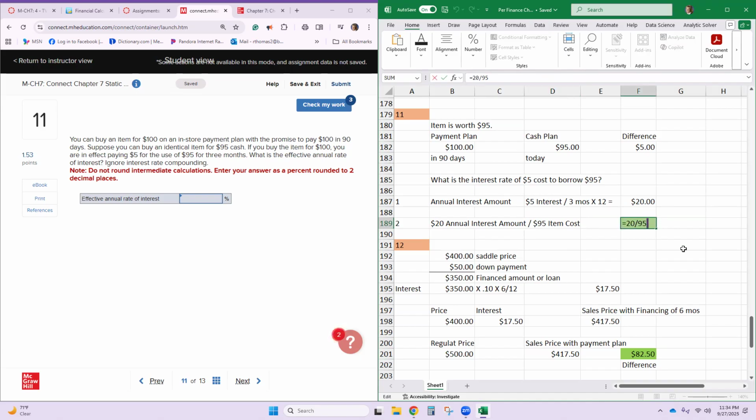Okay, so one more time. Number one, what's the annual interest amount? The annual interest amount is $5 divided by 3 times 12. So here it is, 5 divided by 3, put those in parentheses, times 12, and you have $20. Then you take the $20 annual interest amount and divide by the $95 item cost, and you get 21.02%.